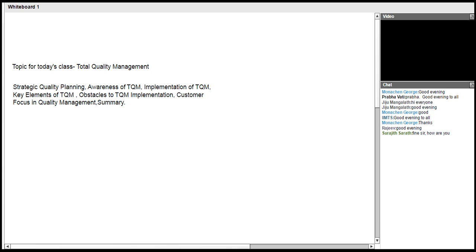So our today's class is on total quality management. Topics which we are covering in today's class are strategy, quality planning, awareness of total quality management, implementation of total quality management, key elements of total quality management, obstacles to TQM implementation, customer focus in quality management.